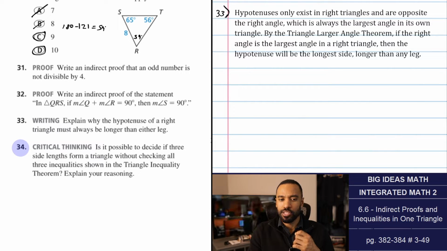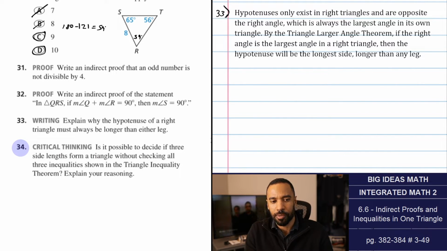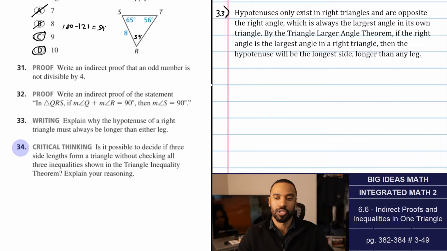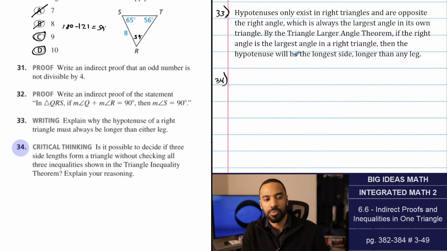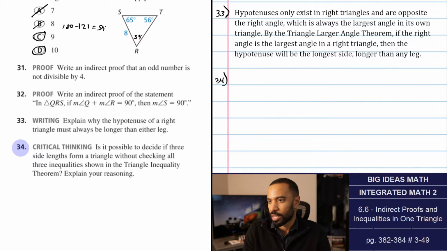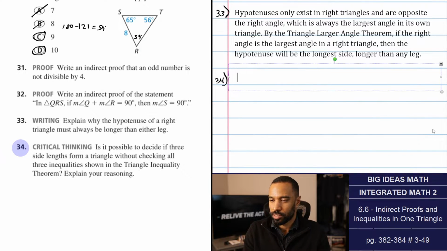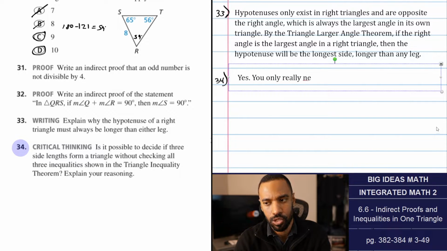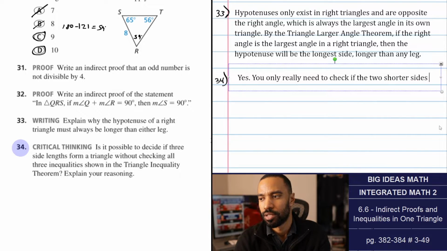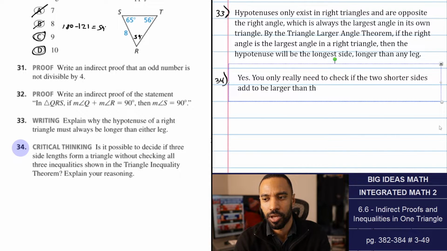All right, number 34. Is it possible to decide if three side lengths form a triangle without checking all three inequalities shown in the triangle inequality theorem? Explain your reasoning. Yes, and that's what I've been doing. I apologize if I haven't been showing all of them, because I don't need to. Yes, you only really need to check if the two shorter sides add to be larger than the longest side.